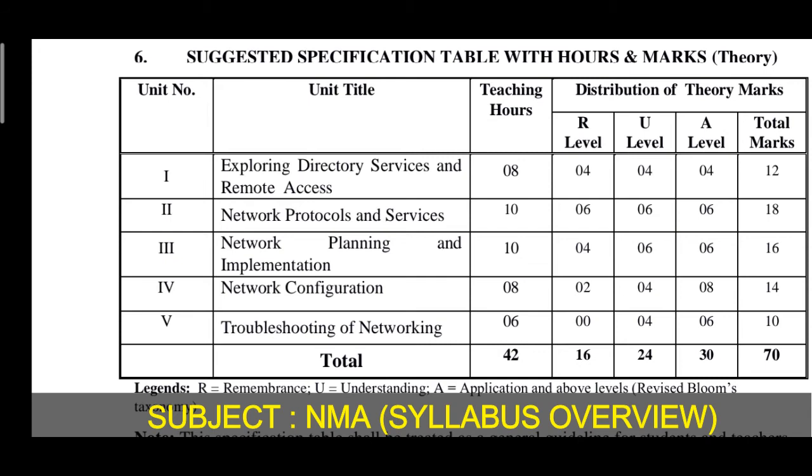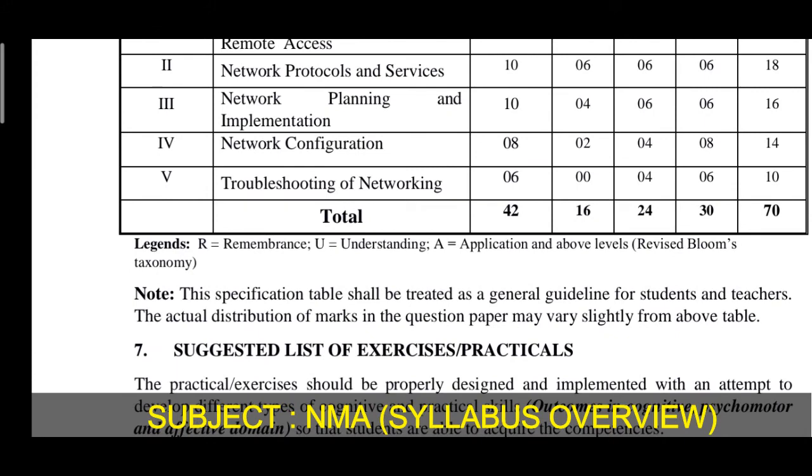So RUA: R stands for remembrance, U stands for understanding, A stands for application, and above levels of revised Bloom's taxonomy. So dear all students, these chapters and their marks are considered in our GTU university exam, and note that this specification table shall be treated as a general guideline for students and teachers. The actual distribution of marks in the question paper may vary slightly from the above table.